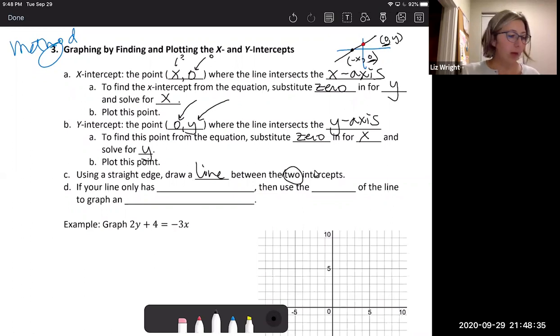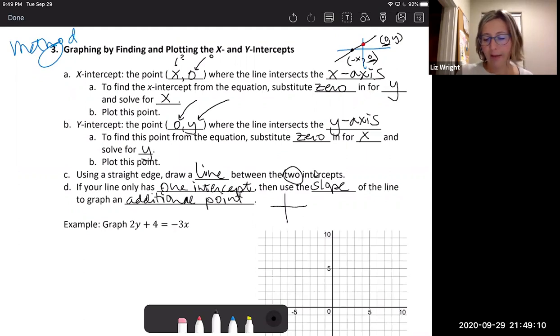So if your line only has 1 intercept, we're going to talk about when we can actually have that happen. If your line only has 1 intercept, then you need to use the slope of the line to graph an additional point. So I want to ask you, what's a scenario where we can only have 1 intercept? Think about that. When are we only going to have 1 intercept? And we can have it in a few cases.